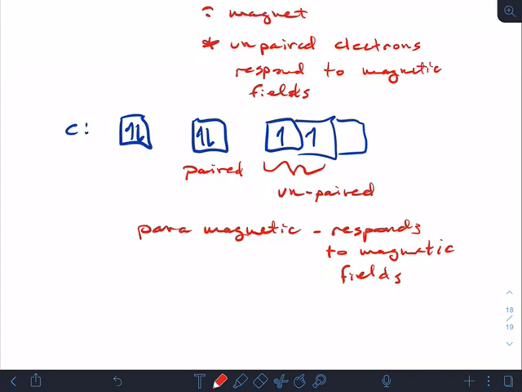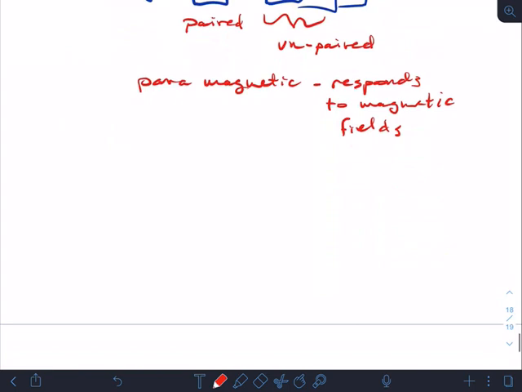Now, if you go out and hold a magnet up to a pencil lead, it's probably not going to do much. But we have ways to measure response to magnetic fields. It's called a Gouy balance, which is just fun to say. And carbon does in fact respond to magnetic fields.